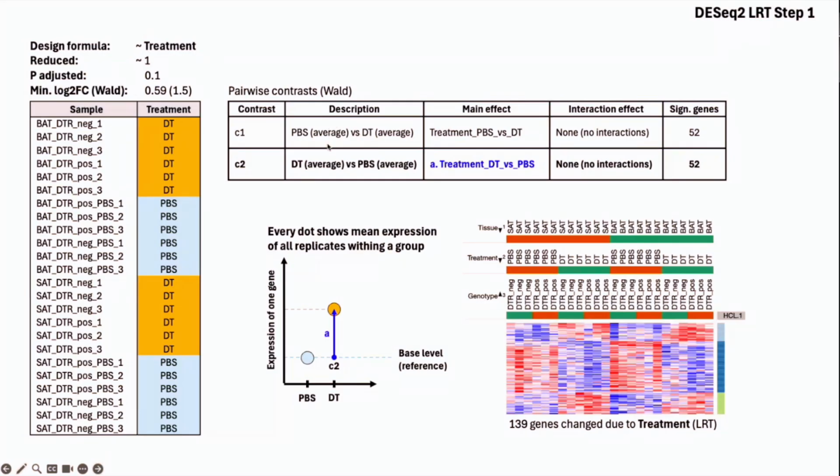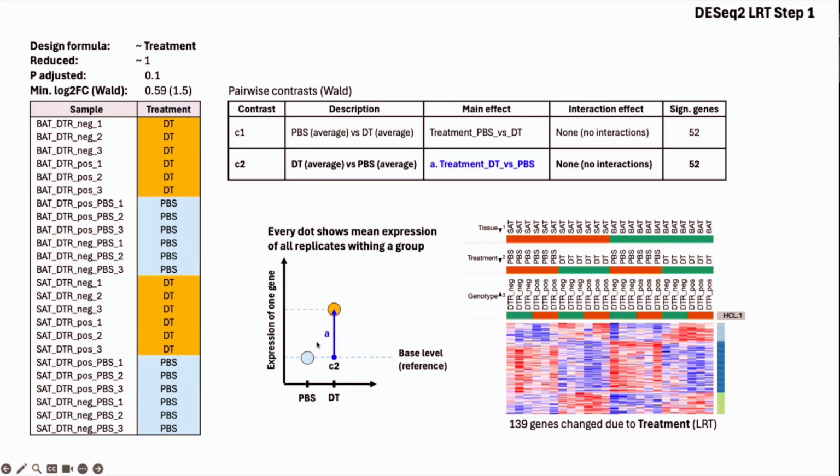As we can see here, based on this metadata and this design formula, we can get two contrasts, DT versus PBS on average, and PBS versus DT also on average. Both of these contrasts are identical. The only difference will be in the sign of the log fold change. And we can see that because our design formula didn't have any interaction, here we have average and average. We estimated this main effect, which is treatment for DT versus PBS, and there is no interaction, and we got only 52 genes.